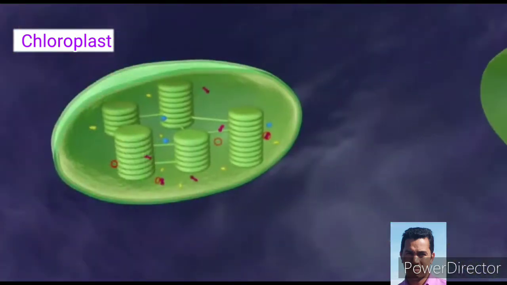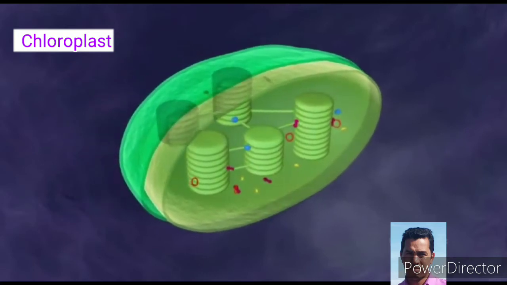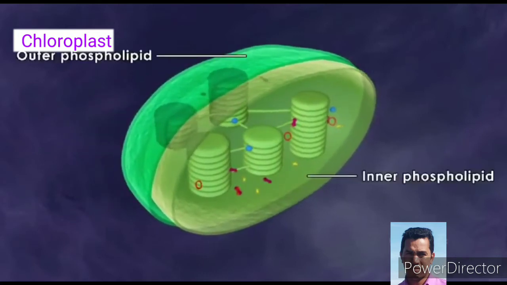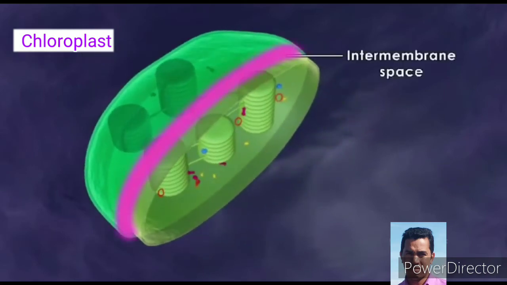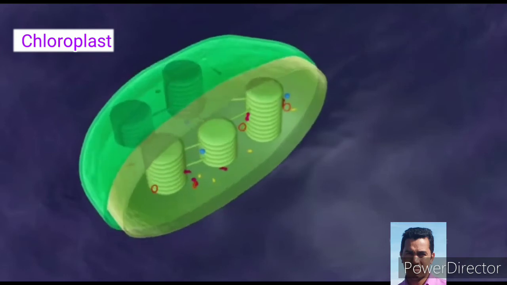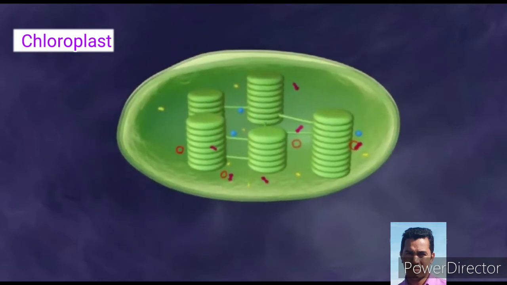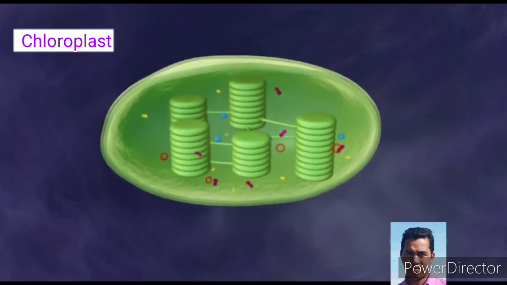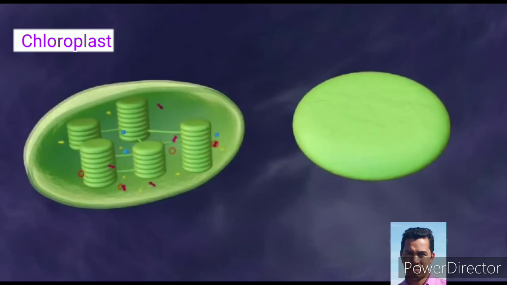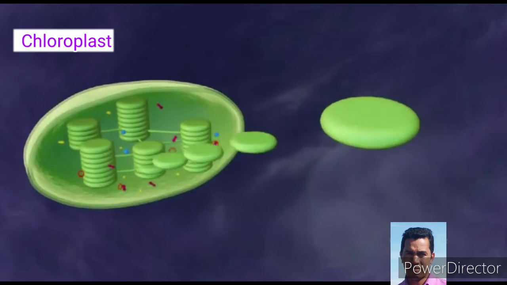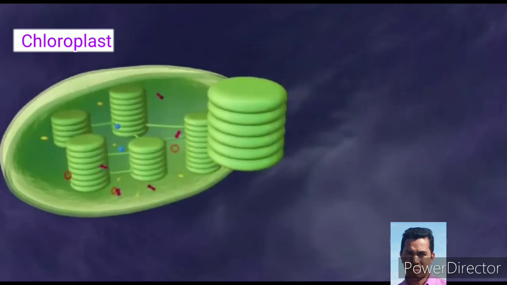The chloroplast is enclosed in a double membrane, the inner phospholipid and outer phospholipid. Between these two layers is the intermembrane space. Inside this inner membrane is the matrix of enzymes and water known as stroma. Inside the stroma, there are membranes folded into discs called thylakoids, which are arranged in stacks called grana.